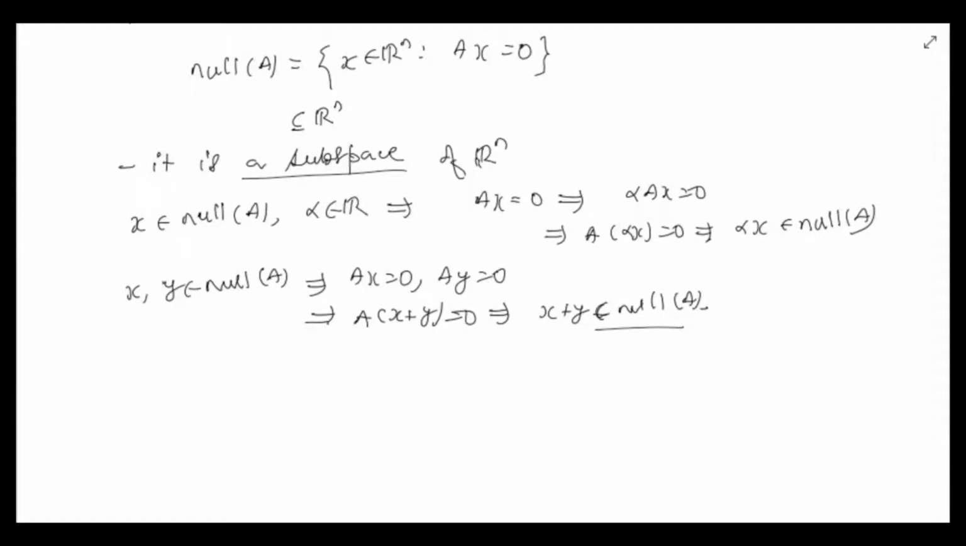Okay. The next thing is nullity. Nullity of a matrix A is actually the dimension of null of A. So we are looking at nullity of A, which is the dimension of null space of A.